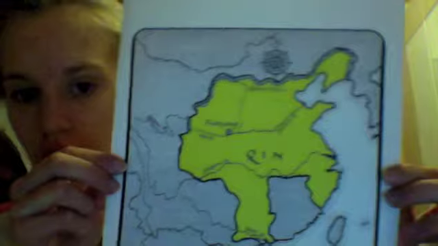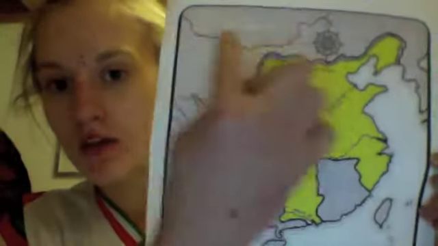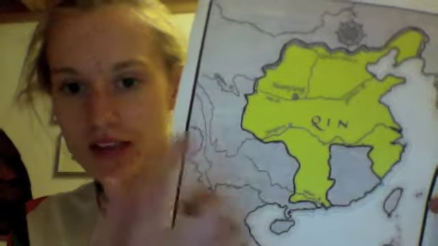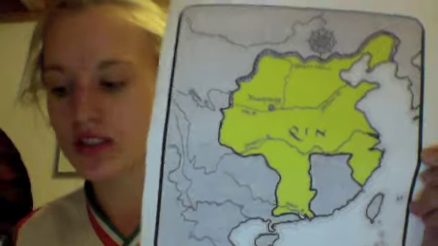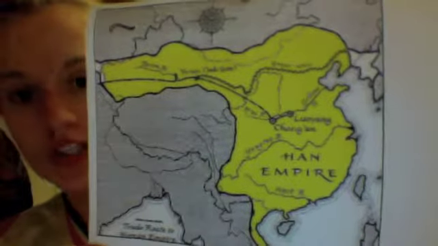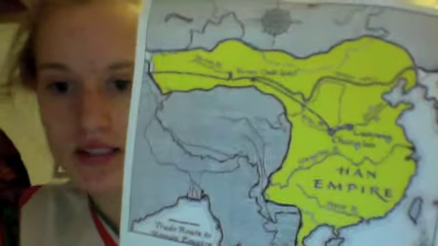How did the Han Dynasty expand? Here you can see the Qin Dynasty, the boundaries. The Great Wall is up here, and the yellow highlighted area is the Qin Dynasty. Now the Han Dynasty. Here, clearly identified, there is a large expansion. The Great Wall is here, but the boundaries are way past the Great Wall.